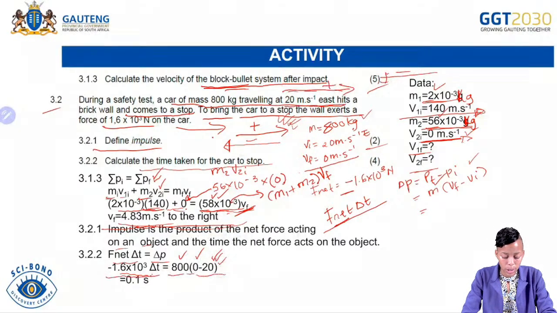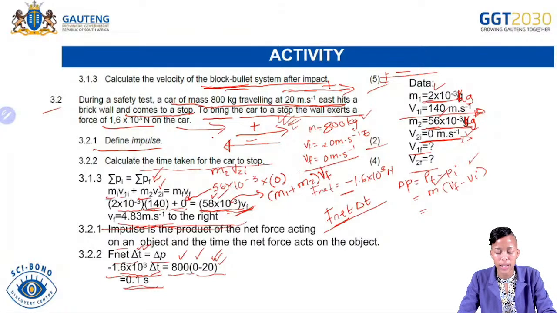From there you will make change in time the subject of the formula, and you are therefore going to write your what? Your time there in what? In seconds. Okay, so remember, time is what? Time is a scalar. So that is why you are not going to be having the direction. Okay.